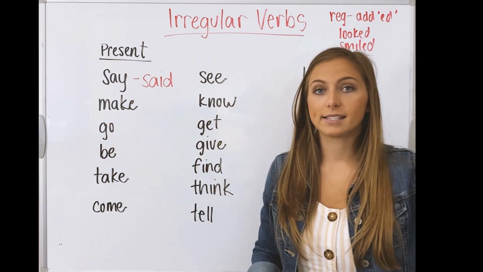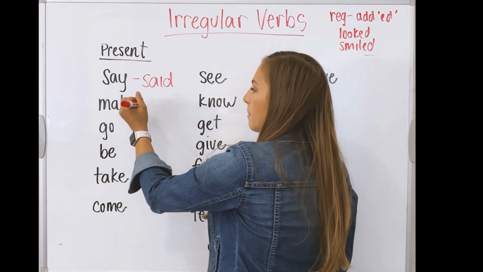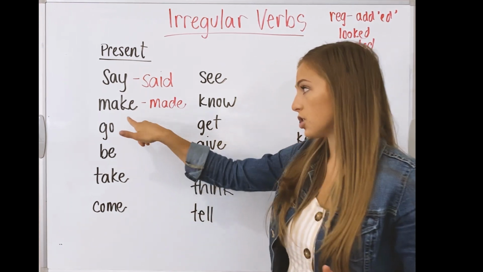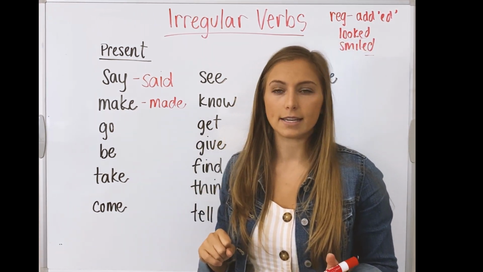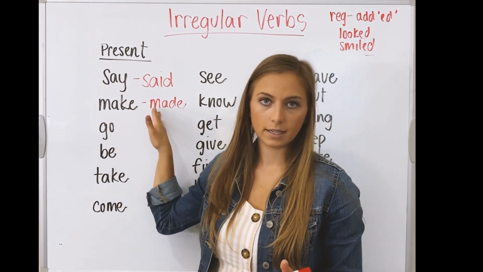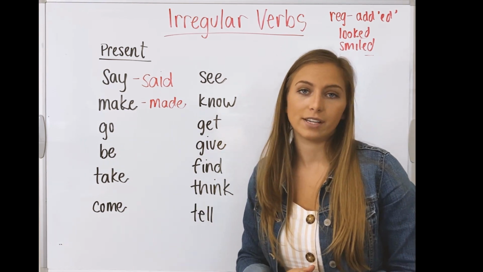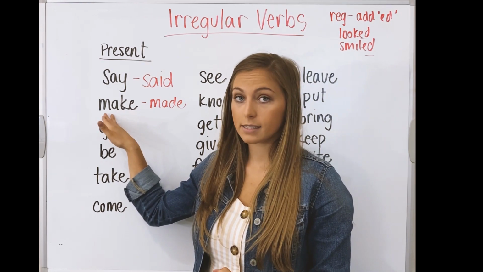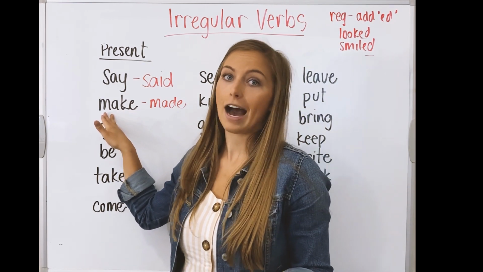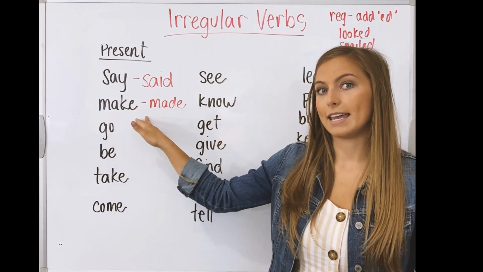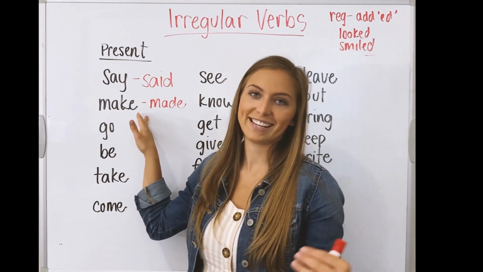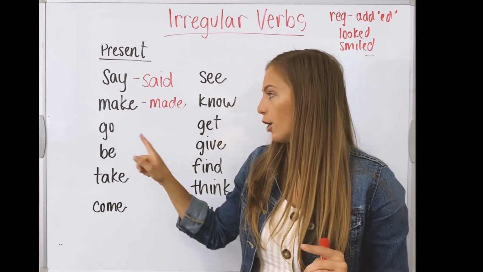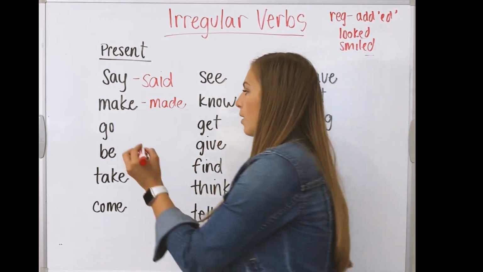Make. The past tense of make is made. So it just changes the K to a D. Make, made. I made brownies yesterday. I love to make cakes, but yesterday I made brownies instead of cake, for example, right? Make, made.